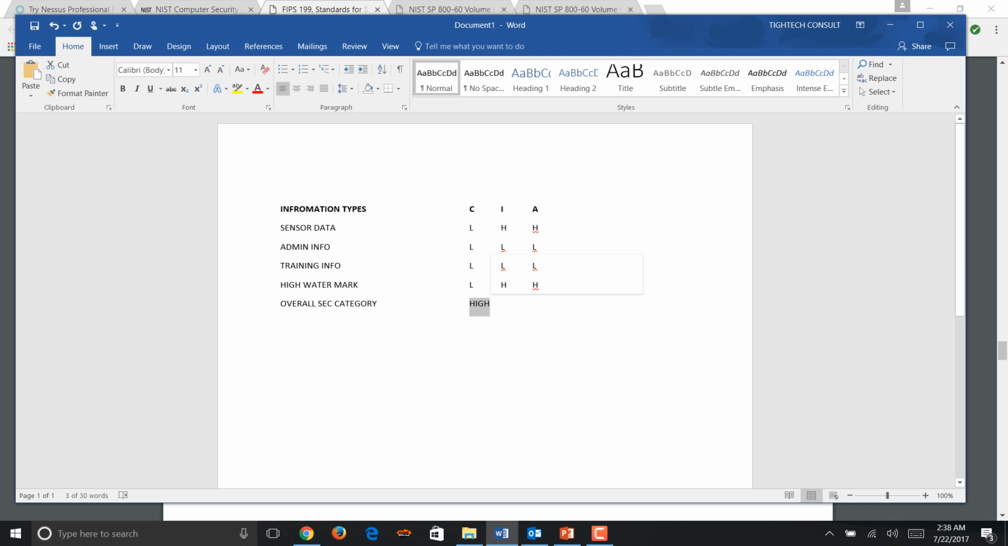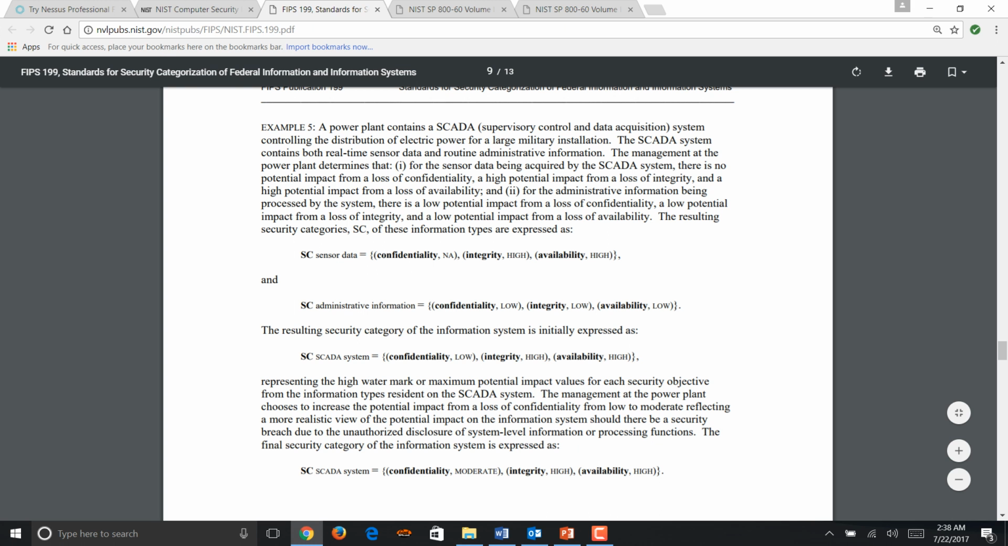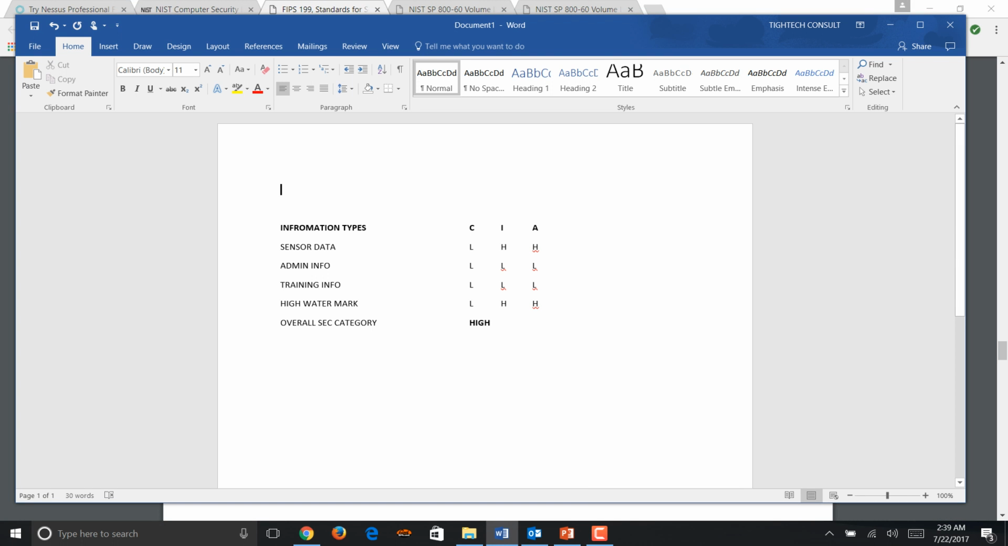So what is this telling us? What does this mean? And what's the name of this system? The name of this system, according to this NIST publication, let's quickly look at it here, is SCADA. That's the name of this system. So let me put the name here so we can easily understand it. The name of the system is SCADA.